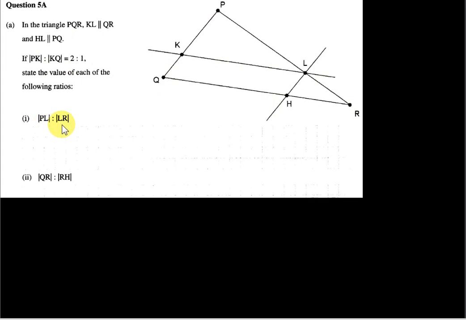PL is to LR. So PK is twice as long as KQ. Now what the actual length of PK is unknown. All we know is that it's twice as long as KQ.